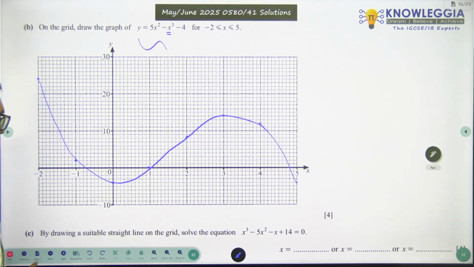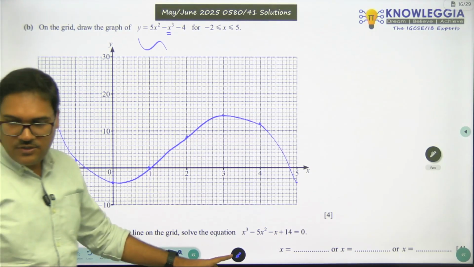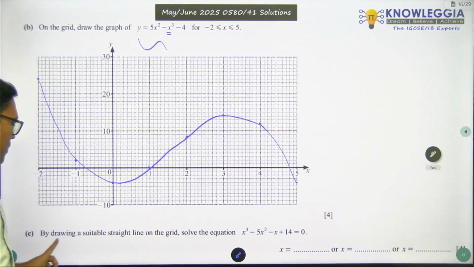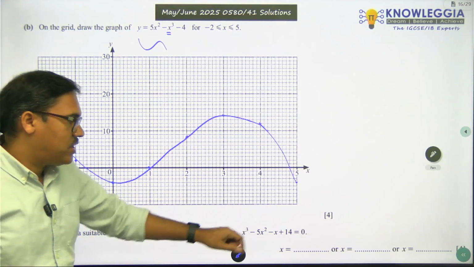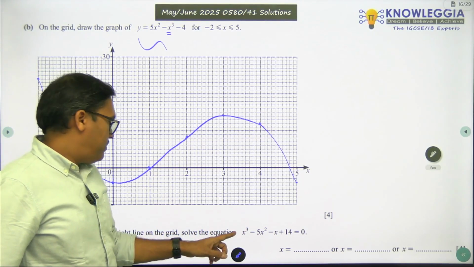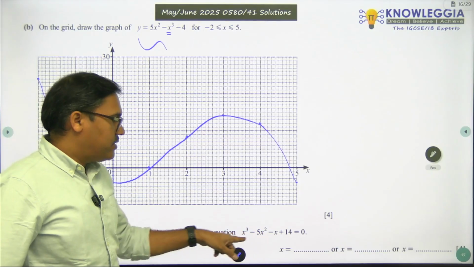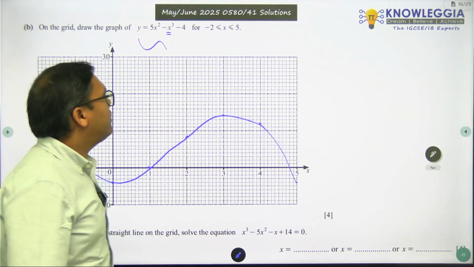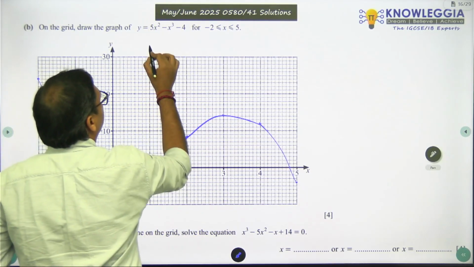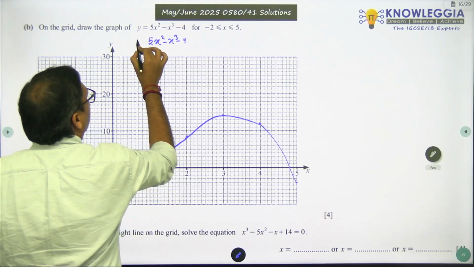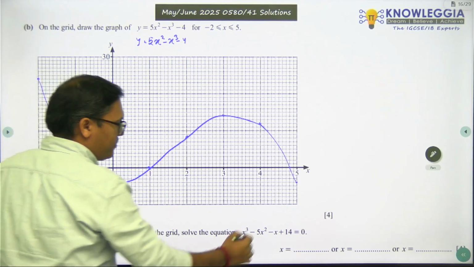Now, this is the first part which you have done. Second part you have done. Now the third part. I hope you can see this. This is the third part, which is again very important. By drawing a suitable straight line on the grid, solve this equation. While drawing the graph, by drawing some straight line, you have to solve this equation. We have already drawn the graph of 5x square minus x cube minus 4. But you have to solve this equation.